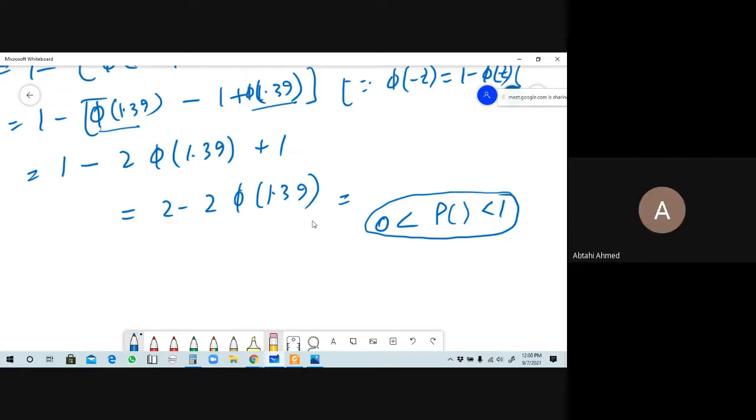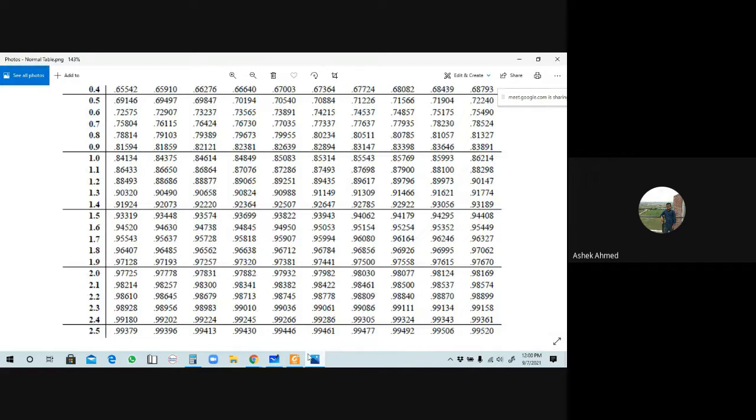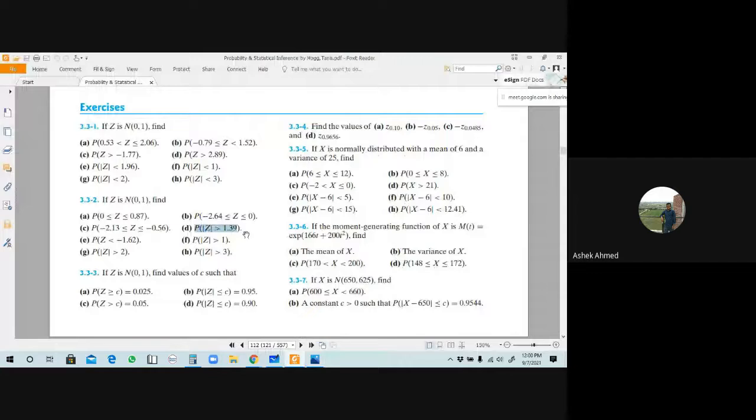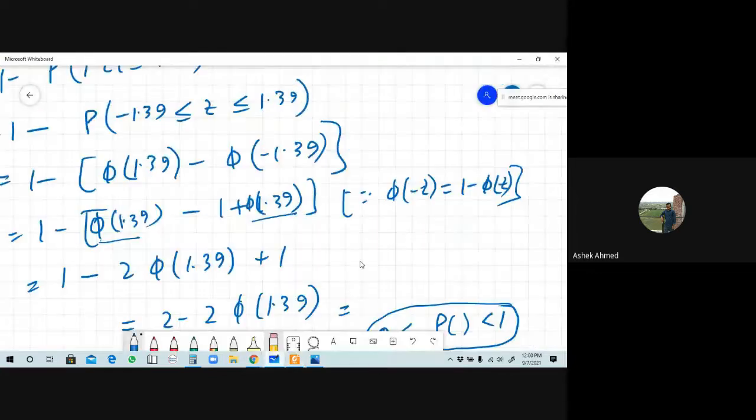Yes sir. So will I find the phi of 1.39 value from the question, or from the table? From the table. So the value for 1.39 will be this, that is 0.91774, then calculate that, you will get your result.